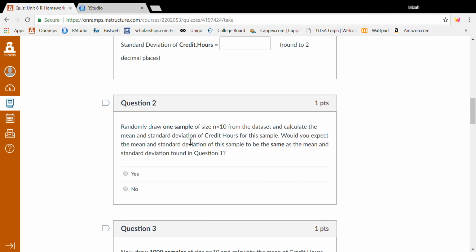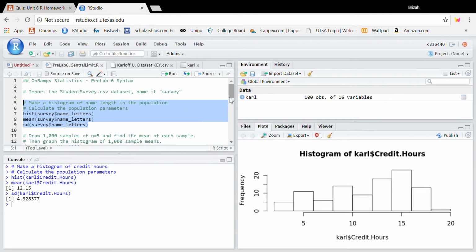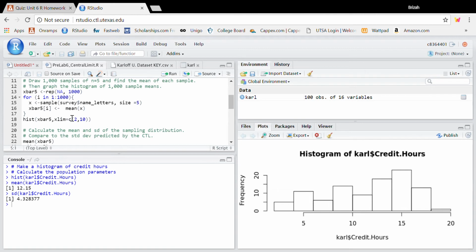Now, here it's telling us to draw one sample of size n equals 10 from the dataset and calculate the mean and standard deviation. The question, though, is would you expect the mean and standard deviation of the sample to be the same as the mean and sample standard deviation found in question 1? Now, if we go back, we will check. We will get the code right here, as you can see. Copy and paste.